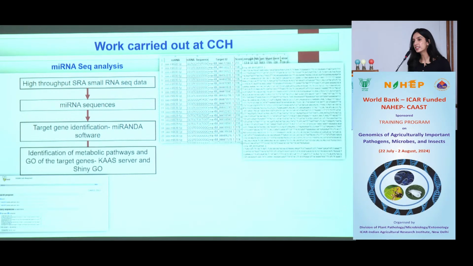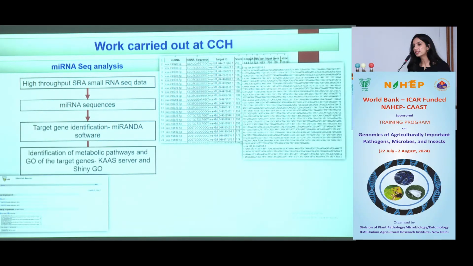For example, there is one CAS server. For identification of the pathways of any unidentified or even identified gene, what you have to do is identify the KEGG pathway of that particular gene. KEGG is the Kyoto Encyclopedia of Genes and Genomes. It is a database created by Kyoto University in Japan.